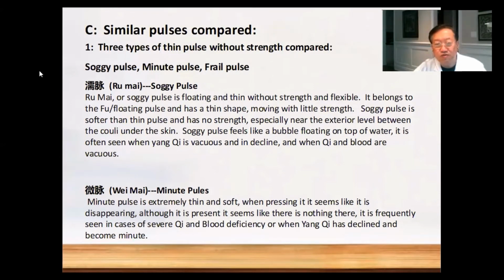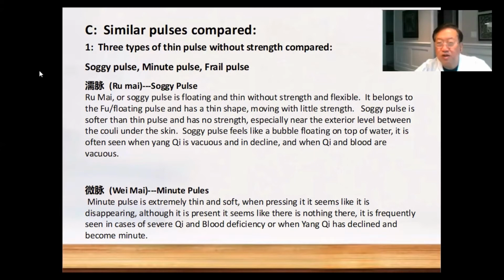Rumai, soggy pulse. Rumai, or soggy pulse, is floating and thin without strength and flexible. It belongs to the floating pulse and has a thin shape, moving with little strength. Soggy pulse is softer than thin pulse and has no strength, especially near the exterior level between the cou li under the skin. Soggy pulse feels like a bubble floating on top of water.